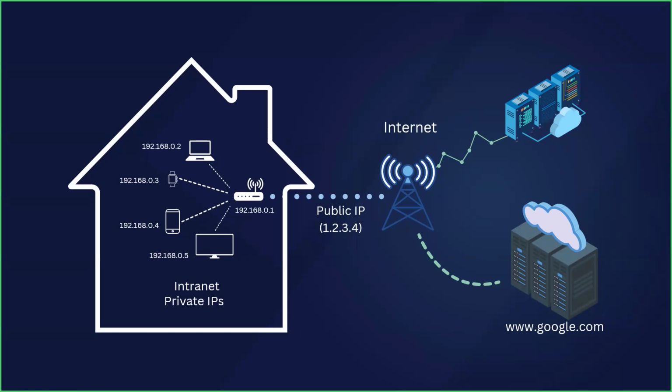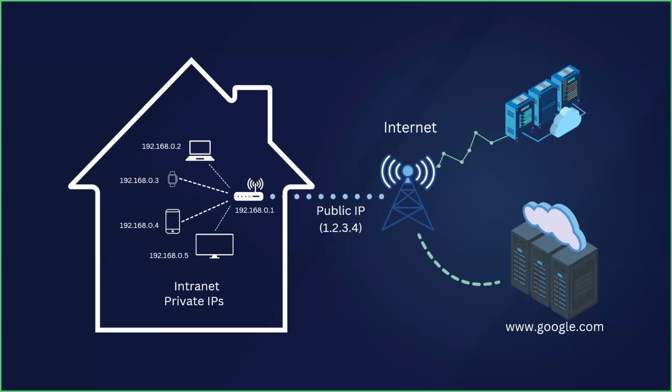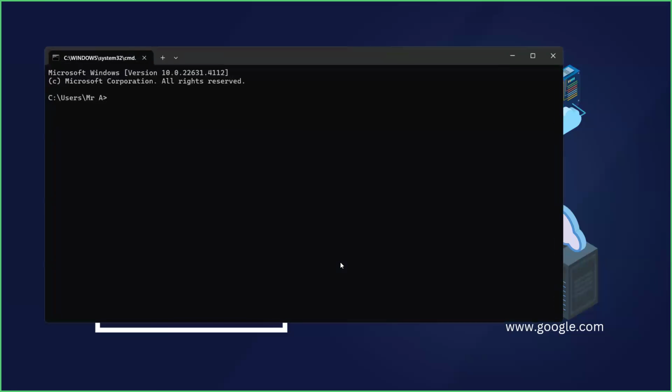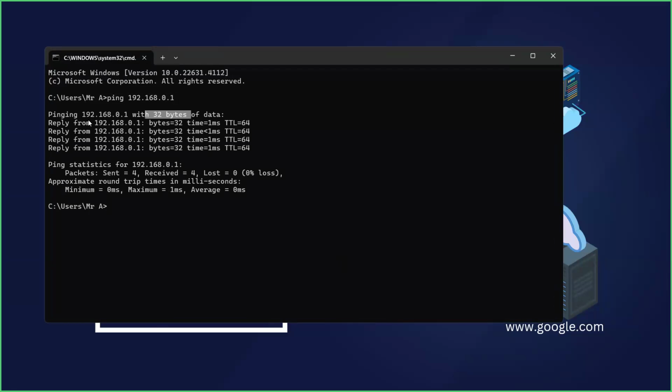When I say private IPs, these are basically your local network devices. If I show you a simple example, I can go back to my command prompt. Just to check if I can communicate with my router, I can type a command called ping. Ping is a command which sends some packets to your device and checks for a response. So if I give ping 192.168.0.1, this is my router's IP. When I send the packets, you can see my system is sending a packet of 32 bytes and it's getting a reply back like this, which means it is in the same network and it can communicate with it.